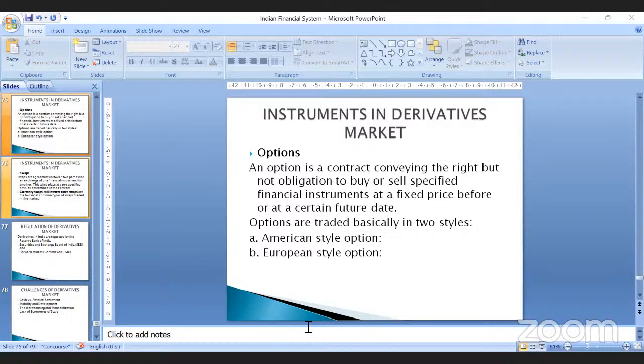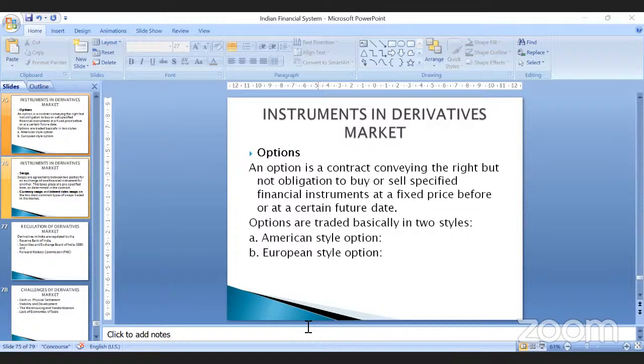In the American style option, the holder can exercise the right anytime between the purchase date and expiry date. See, if I am a holder of an option, I can exercise my right anytime, from the date of purchase to the date of expiry. Today is 2nd of November. I have time till 31st of December, right? In between this time period, I can exercise my option anytime.